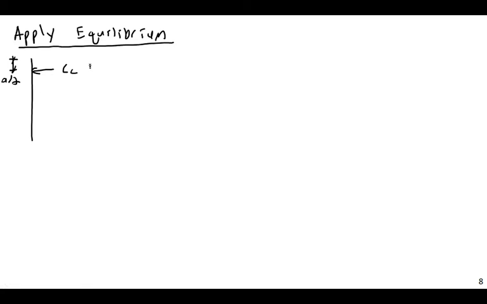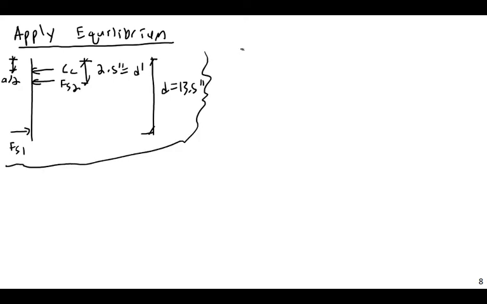And then what else? We have the FS2, which will be at a distance from the top of 2.5 inches. That's going to be our d prime. And then we have our FS1 opposing this, at a distance d of 13.5 inches. So this is a side diagram of the forces and distances.